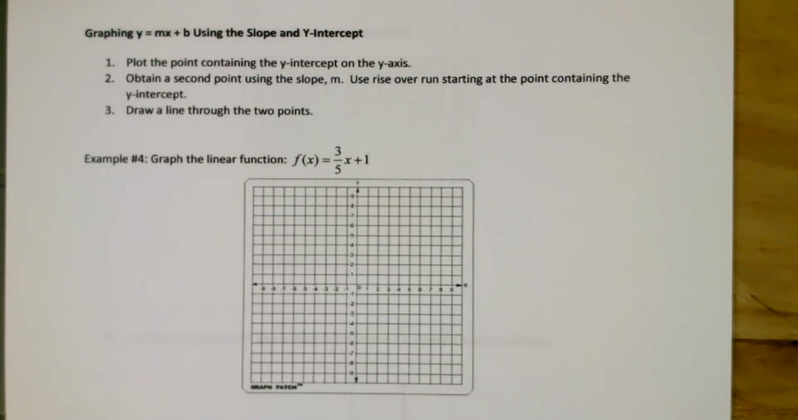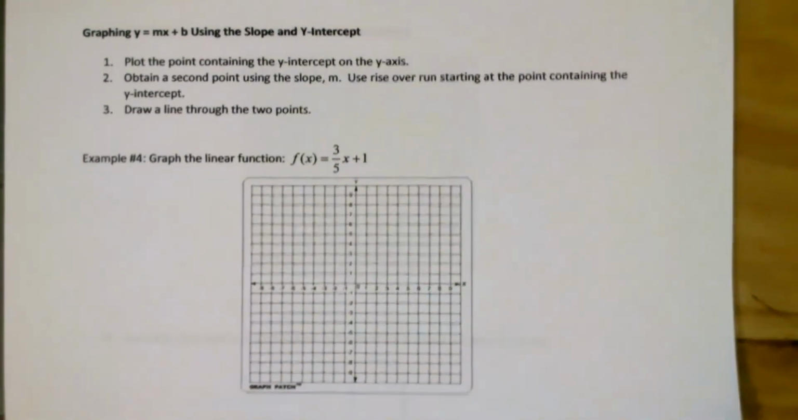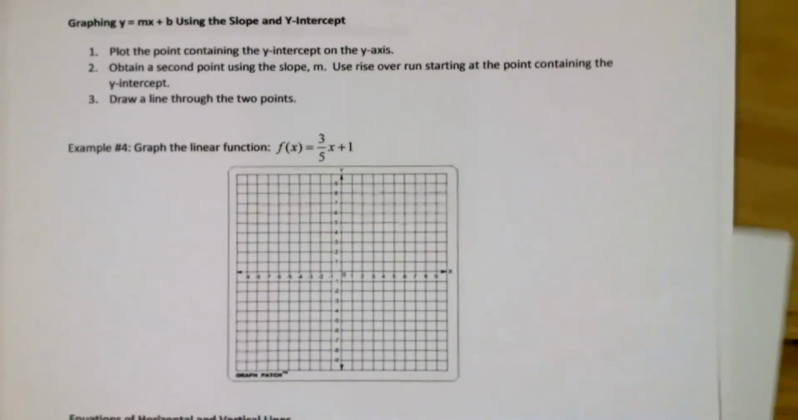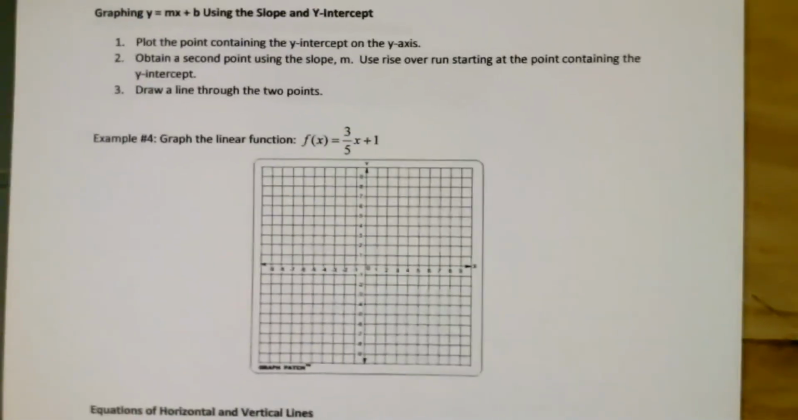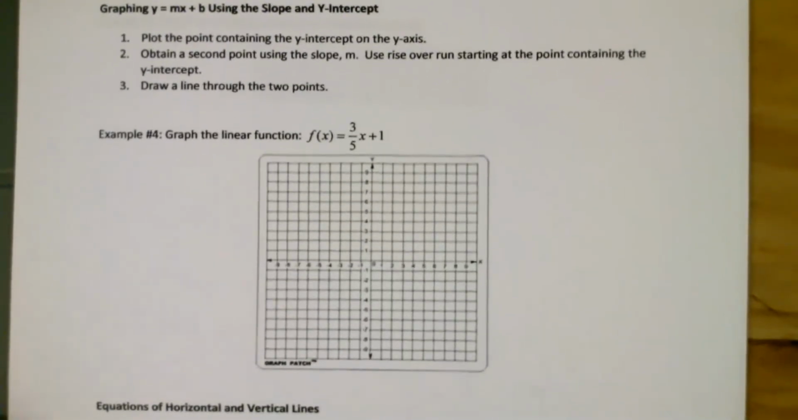And then number two, obtain a second point using the slope, which is your m. And you're going to use the concept of rise over run, starting at the point containing the y-intercept. Okay. And then finally, you'll draw the line going through those 2 points. So like in example 4, let's say I want to graph this linear function. F of x is equal to 3/5 x plus 1.